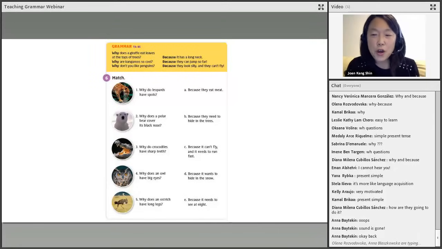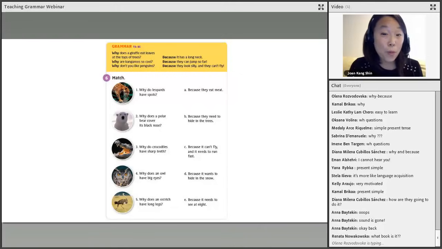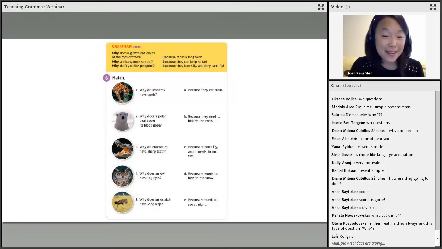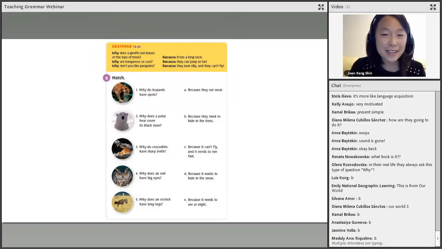Maybe you'll ask students, why do leopards have spots? Why? Okay, I see B, because they need to hide in the trees.